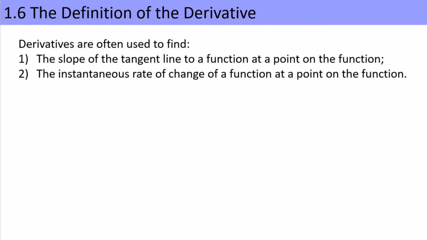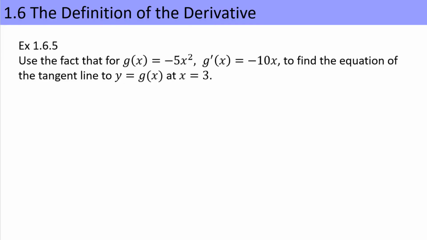Derivatives are often used to find 1. The slope of the tangent line to a function at a point on the function, and 2. The instantaneous rate of change of a function at a point on the function. Example: use the fact that for g of x equals negative 5x squared, the derivative g prime of x equals negative 10x to find the equation of the tangent line to y equals g of x at x equals 3.